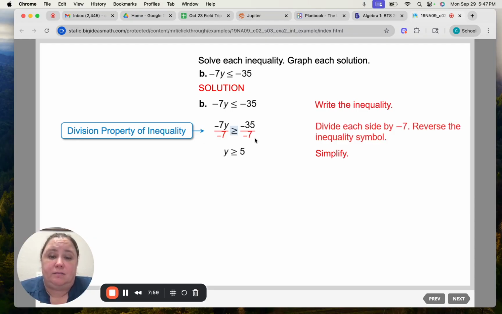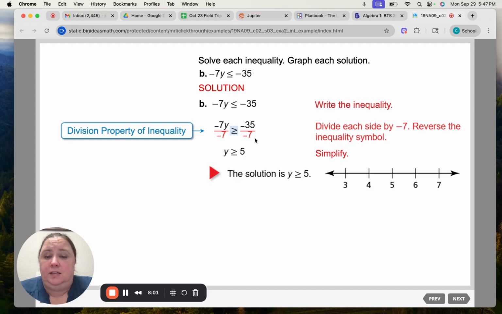So now we need to graph it. So draw your number line. The circle goes on what number? 5. Is it open or closed? Closed because of the equal. And are we shading to the left or the right? To the right, because y is greater than.